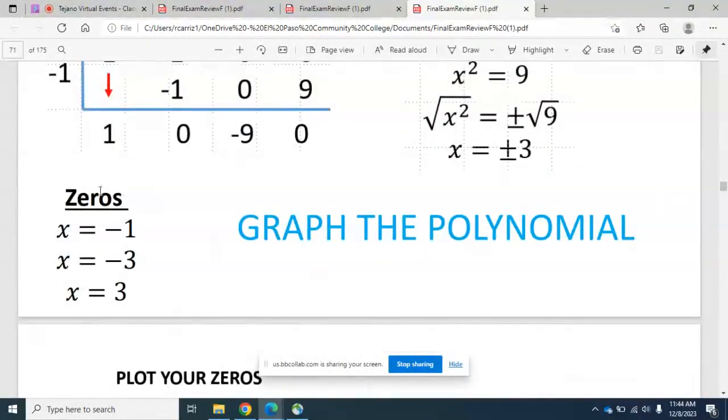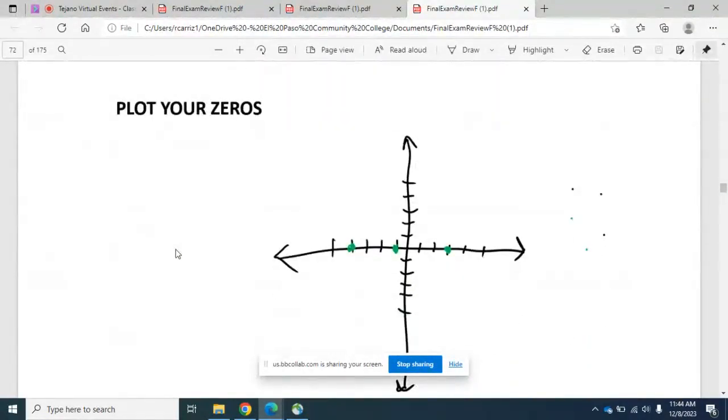So now I can graph. These are my zeros, and I can graph the polynomial. So the first thing that I would do is plot where my zeros are.